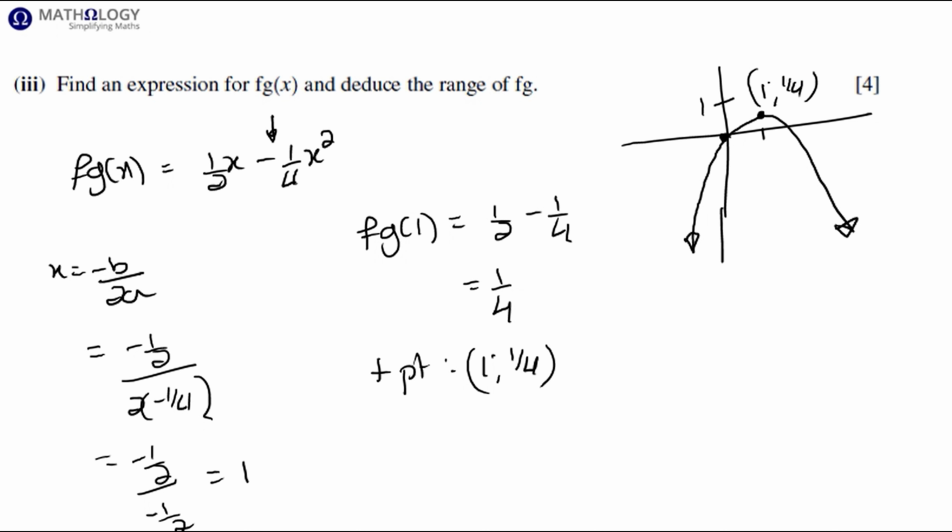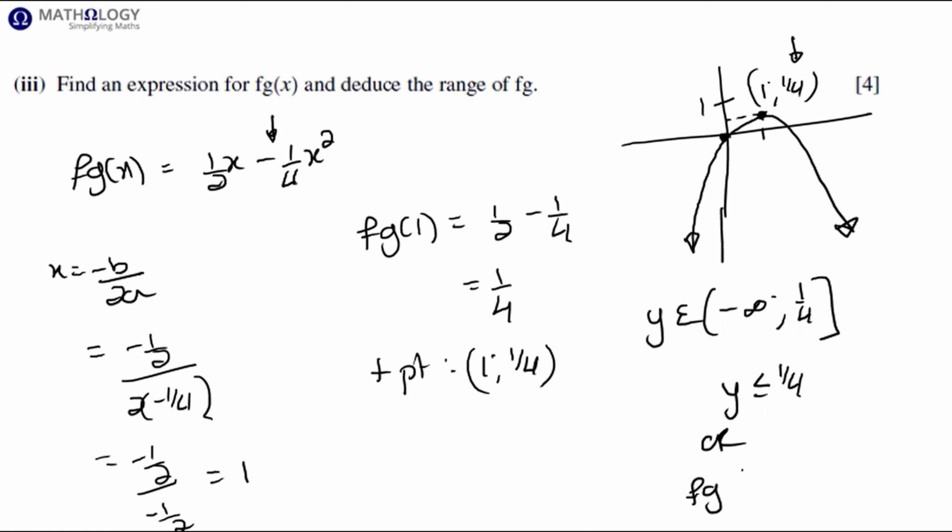The largest y value for the function is going to be the y coordinate of the turning point, a quarter, because all of the y values on every single point on the function will either be a quarter or less than a quarter, because the arms of the function point towards negative infinity. So the range will be y as an element of negative infinity to a quarter. That's in interval notation. As an inequality, y is less than or equal to a quarter, or you could say that f of x is less than or equal to a quarter.